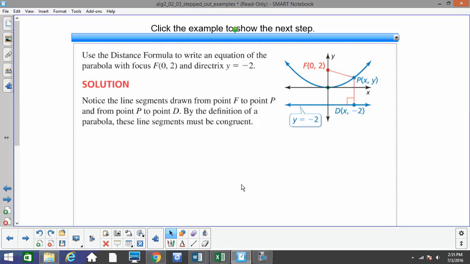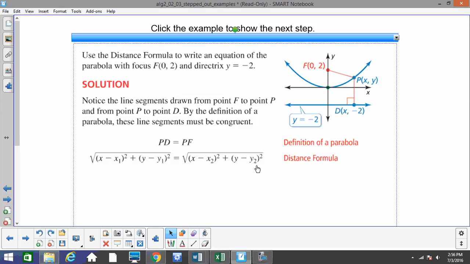So we're going to notice the line segments drawn from point F to point P and point P to D. And by definition, they must be congruent or equal. That is going to be your definition of a parabola. From focus to a point to that directrix, they're equal. We're going to use that distance formula. You might have to think back to geometry. Distance formula is the difference of x's squared plus the difference of y's squared, square root.